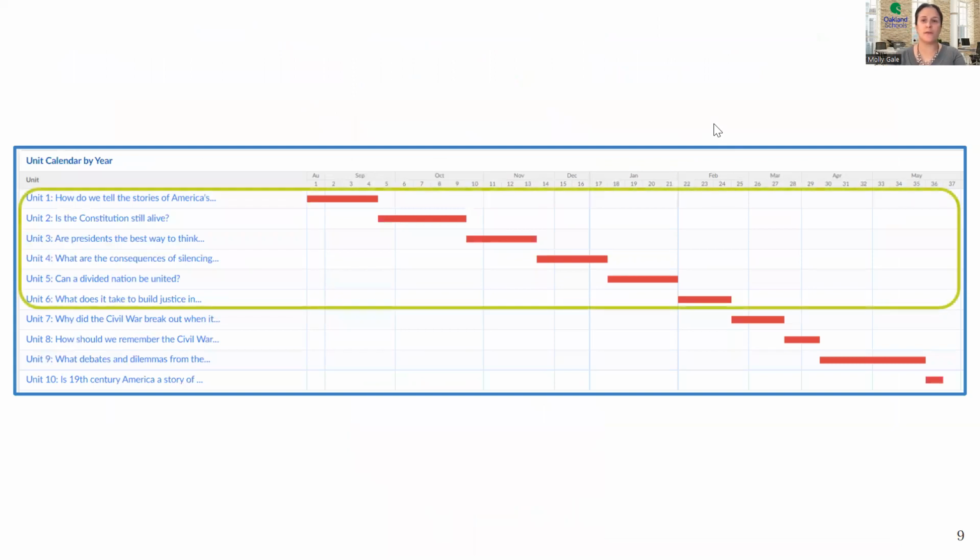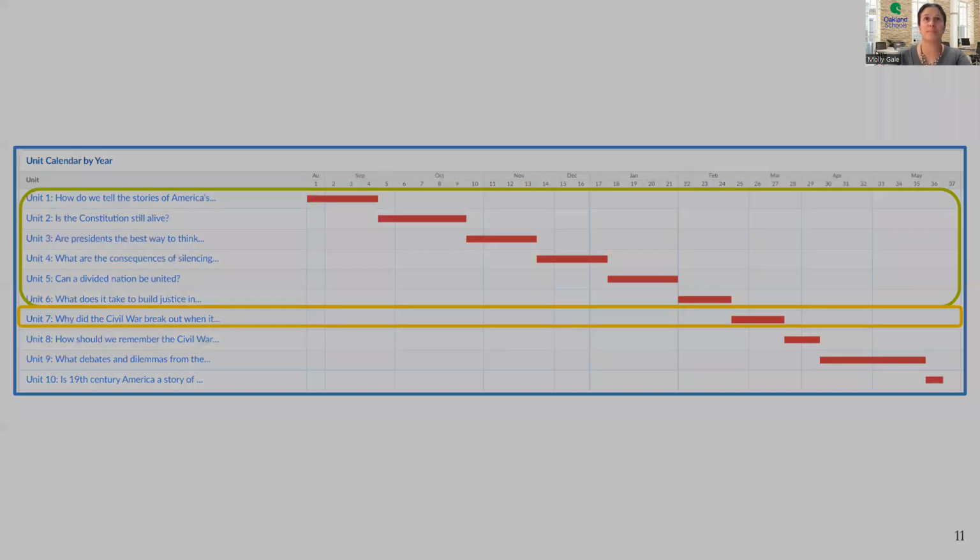Just a reminder, this is where we're at right now. Unit 6 is where we left off, looking at how we build justice in a democratic society and what that takes. Students looked at some of the reform movements going on specifically in the early to mid 1800s. The unit we are going to take a look at tonight is Unit 7, and it's looking at why the Civil War broke out when it did.